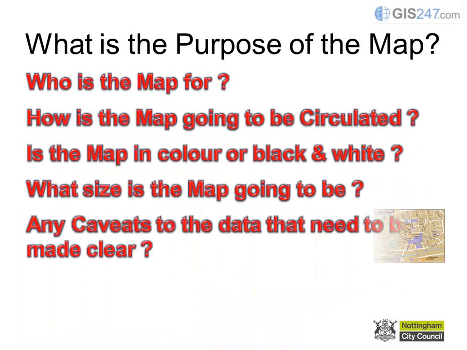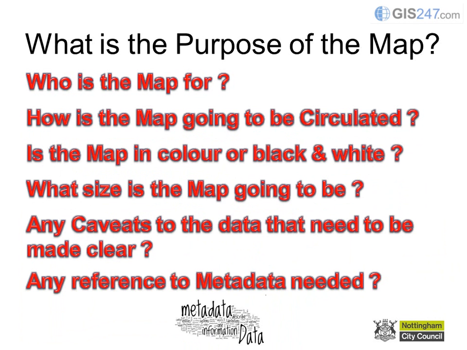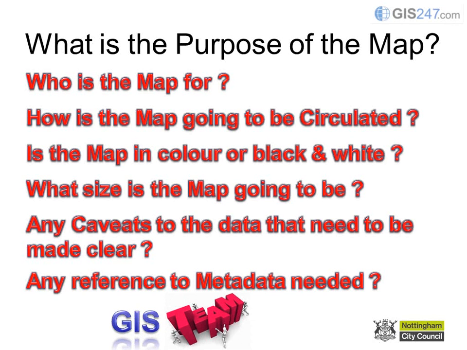Are there any caveats to the data that need to be made clear in the map? Do you understand the data that needs to be displayed? Do references need to be made to the metadata? If the map is to be used in a publication, Nottingham City Council's GIS team can support you to ensure that the authority has met the necessary legal requirements.